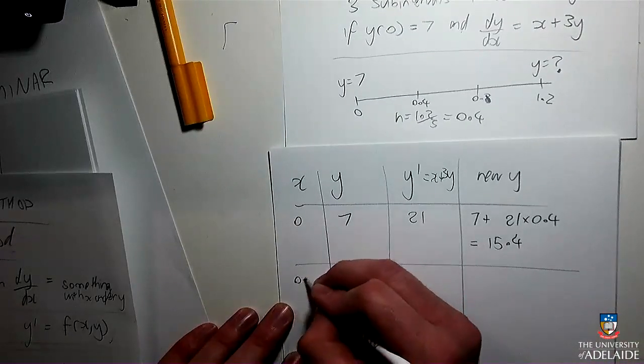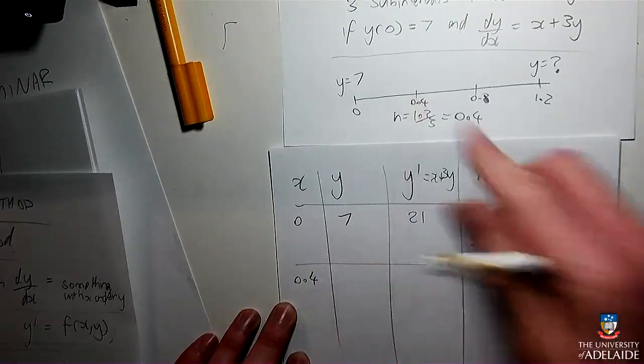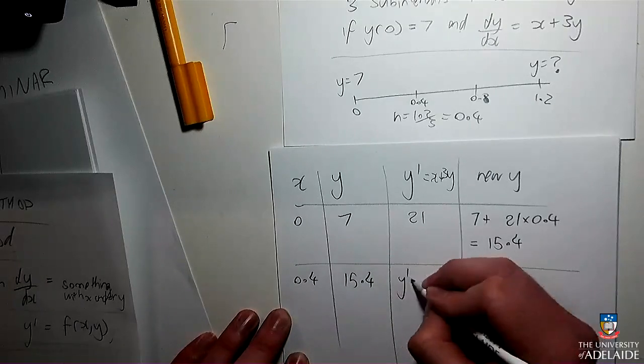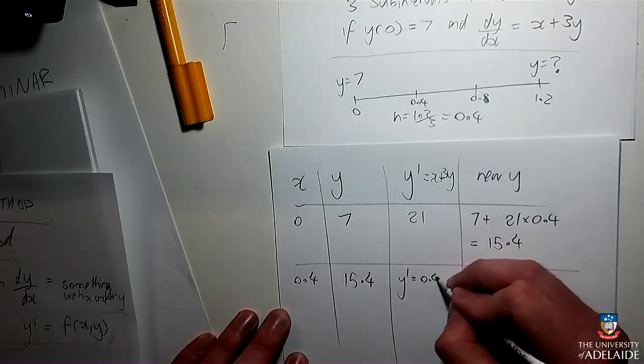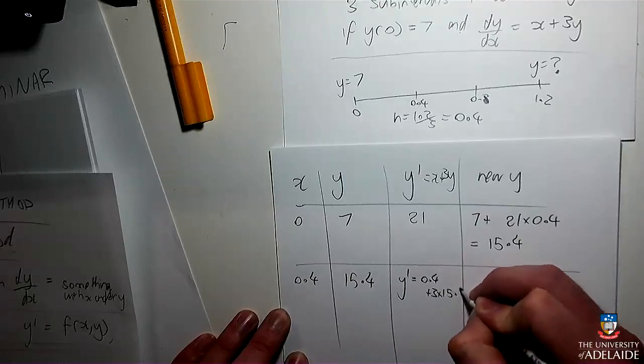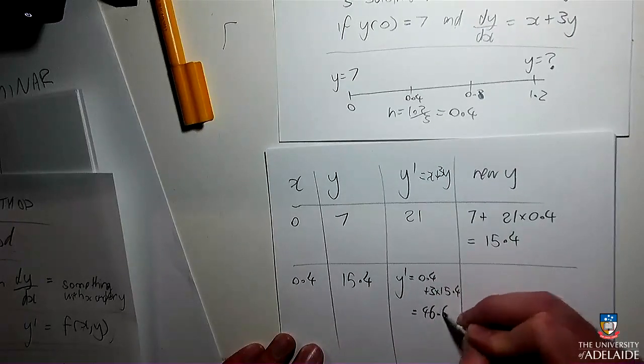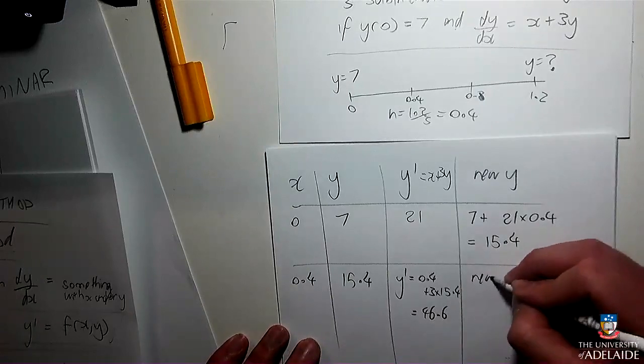So now here at 0.4, which is my next x on the diagram, the y, we just figured it out, it's 15.4. And the y dashed is the x plus 3 times the y. Oh, crap. So 3 times 15 would be 45. We actually have 4 lots of 0.4, which is 1.6.